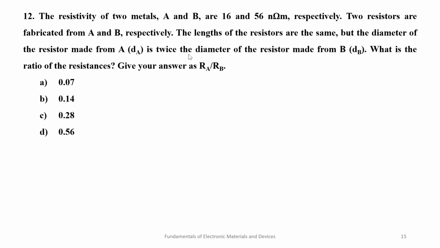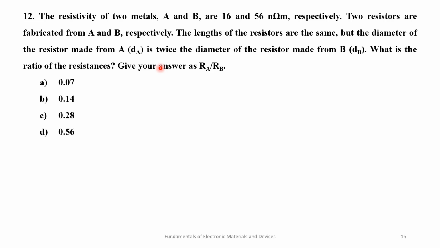So next, the resistivity of two metals A and B are 16 and 56 nanometers respectively. Two resistors are fabricated from A and B. The lengths are the same, but the diameter is different. Diameter of the resistor made from A is twice the diameter of the resistor made from B, which means that dia of A is 2 times dia of B. Then what is the ratio of these resistances? The ratio should be RA divided by RB. So can you guys start solving?